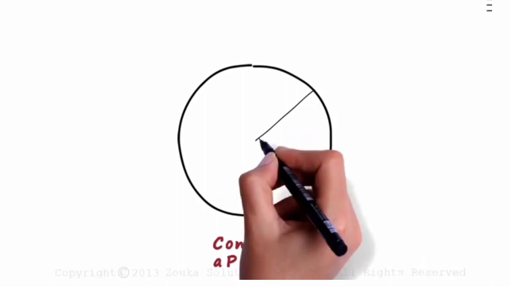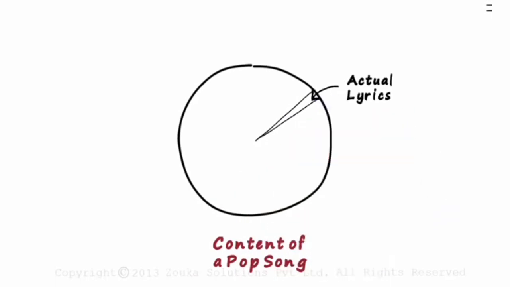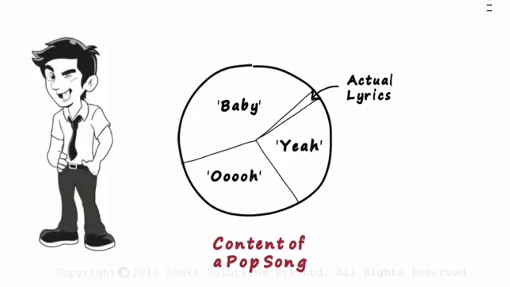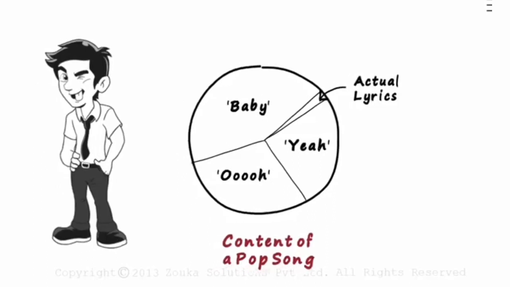A few people were asked to categorize the content of a pop song. A circle was drawn to represent the entire content. Around 2% was actual lyrics. 25% was the word yay. 30% was the word ooh. And the remaining was the word baby. This was just a funny way to understand pie charts. We will look at a couple of serious examples.